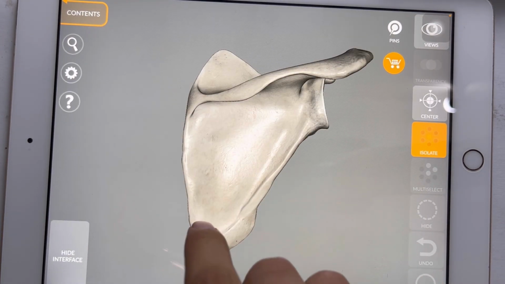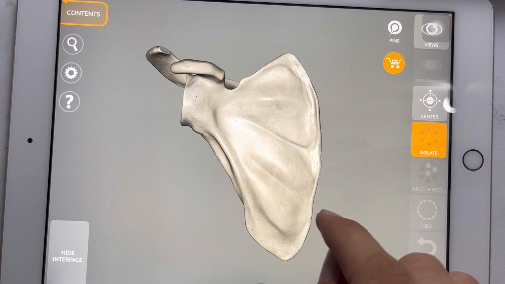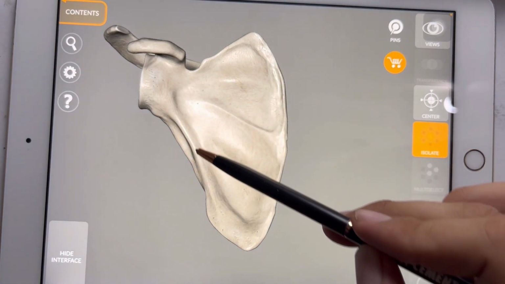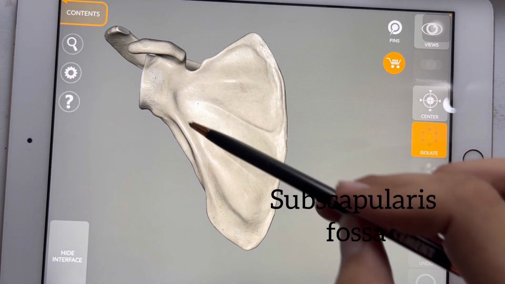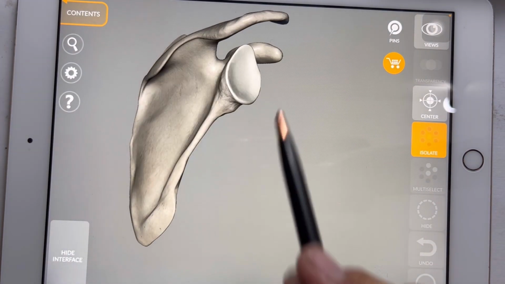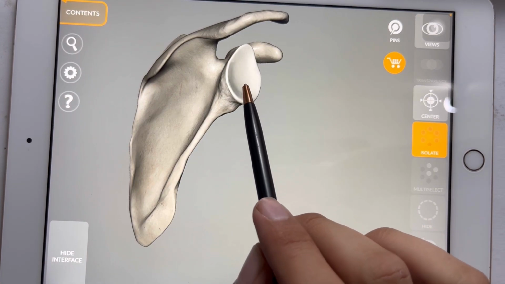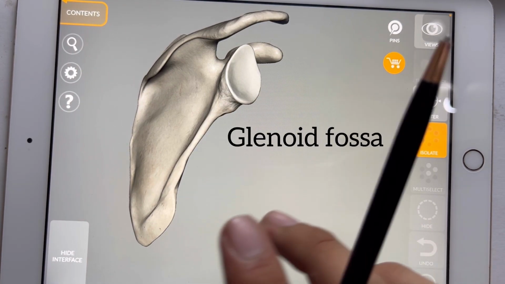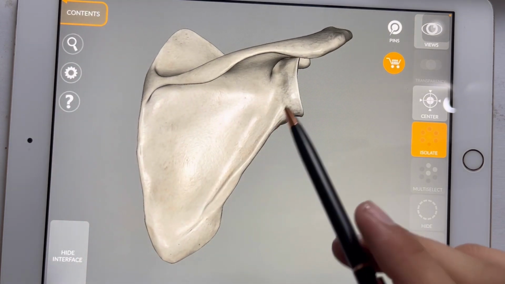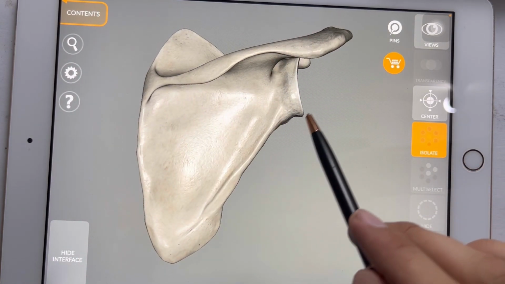Now student, moving toward the ventral aspect of the scapula bone. So on the ventral surface, this fossa is called the subscapularis fossa. Now student, this cavity is called the glenoid fossa. This is present on the superior lateral surface of the scapula bone.